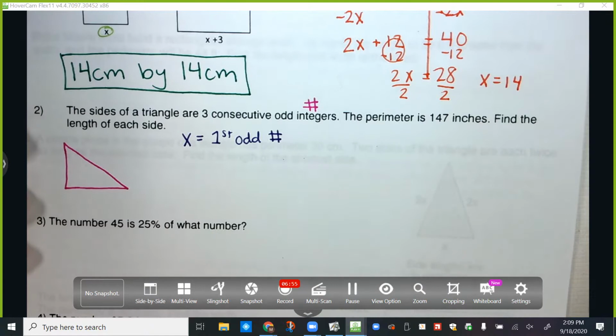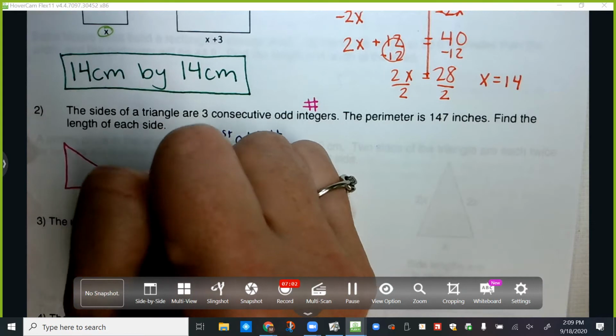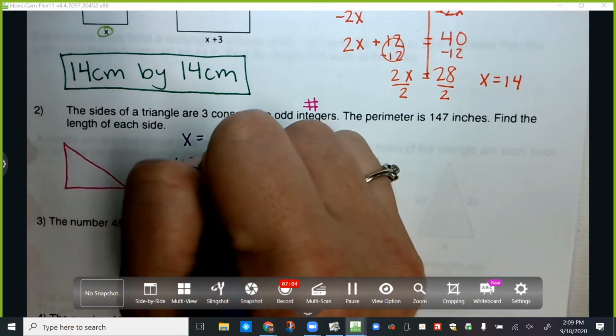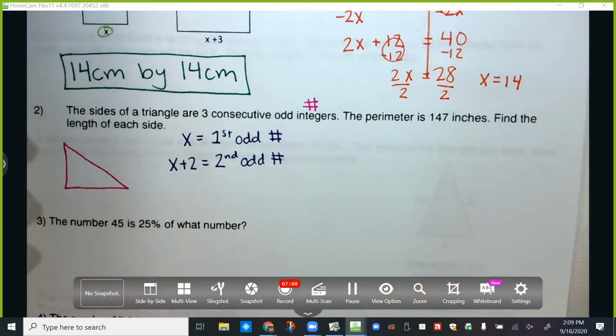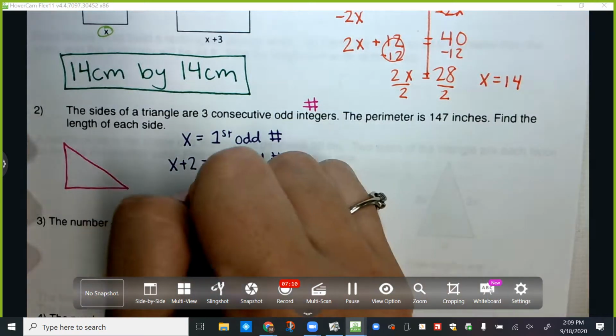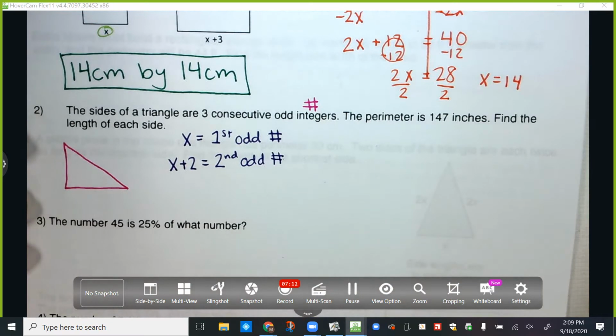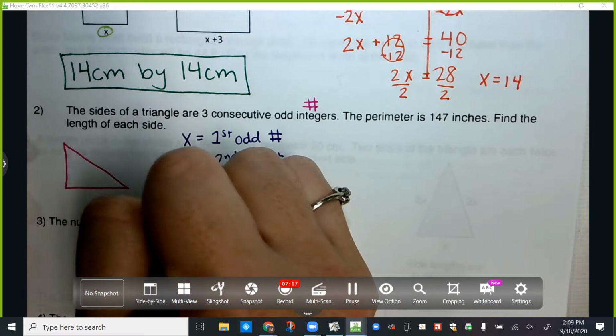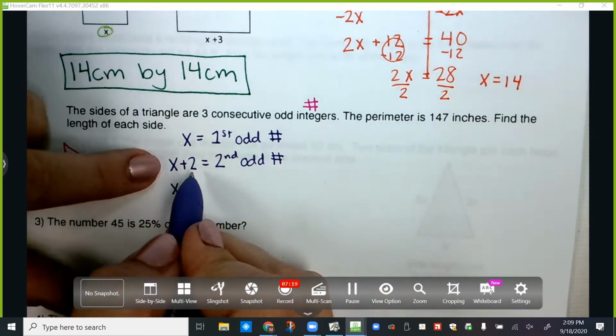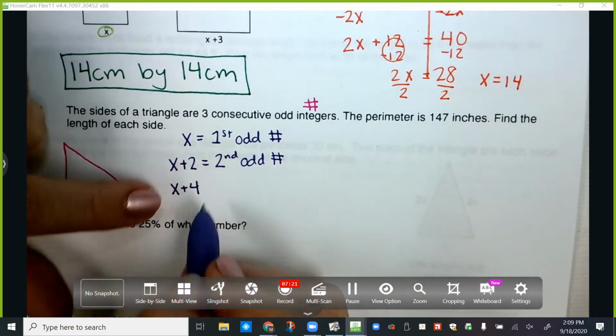Okay, so how would I get to my next odd number? Plus 2. So X plus 2 equals my second odd number. And we need one more. So what do you think would get me to the next one? X plus 4. You're exactly right. Because we need it to be 2 more than the second one. Well, plus 2 plus another 2 would be plus 4.